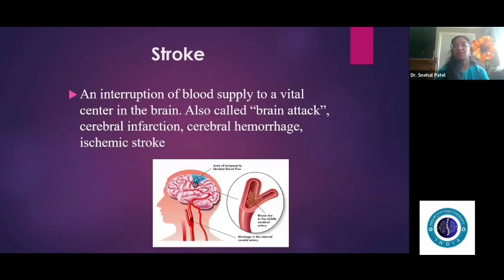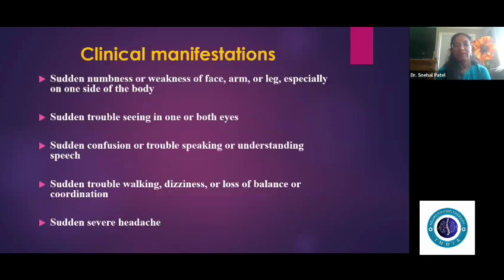Stroke is an interruption of blood supply to a vital center in the brain, also called brain attack, cerebral infarction, cerebral hemorrhage and ischemic stroke. In stroke, usually people know there is a weakness or paralysis of face, arm and leg on one side of the body, trouble seeing in one or both eyes, sudden confusion, trouble speaking or understanding speech, sudden trouble walking, dizziness, loss of balance and coordination, and severe headache.